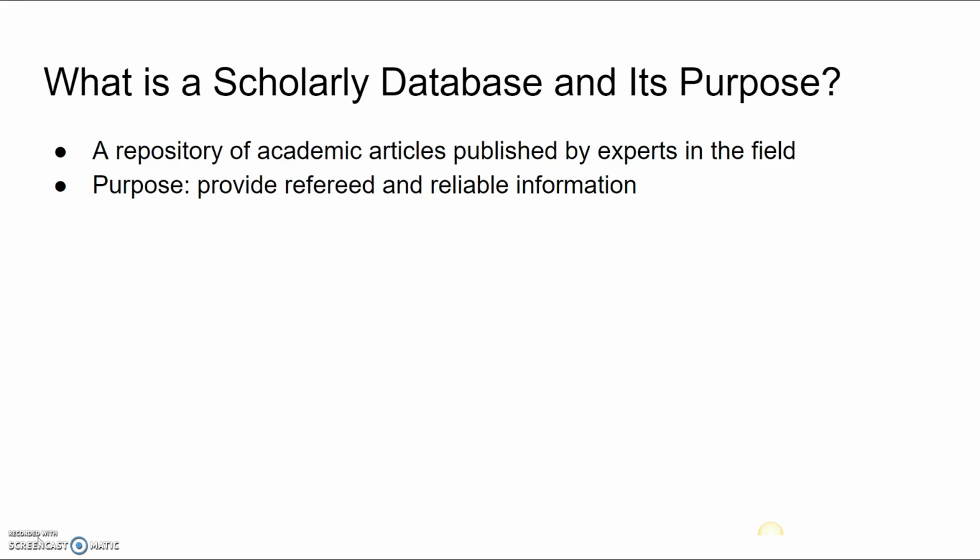Before going into Academic Search Complete, I'm going to explain what a scholarly database is. It's a repository of work published by experts in the field, and every scholarly text must go through a rigorous peer review process before it is published in a journal and then indexed in a database like Academic Search Complete. The purpose of indexing scholarly work in a database is so that when you research, you have more confidence that the information has been vetted by other experts, so it's more reliable.